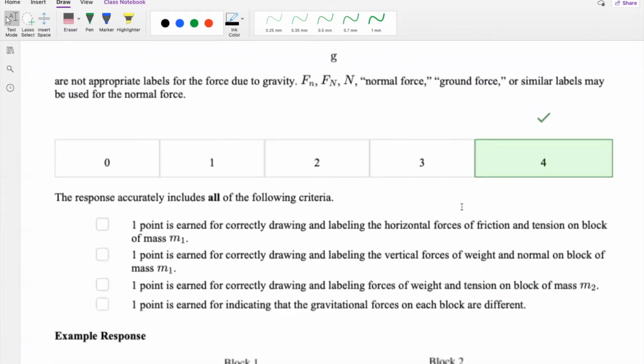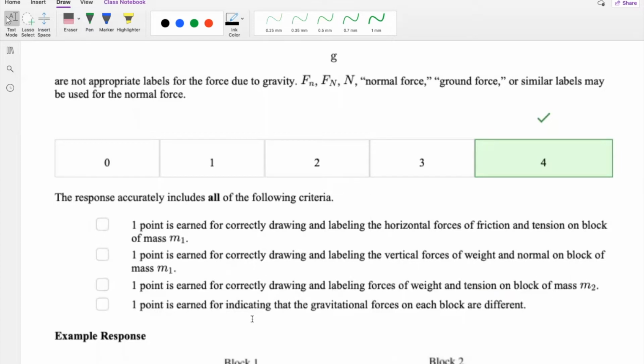So there were 4 points for this portion of the question. 1 point is earned for correctly drawing and labeling horizontal forces of friction and tension on block 1. Okay. 1 point is earned for correctly drawing and labeling vertical forces of weight and normal on block of mass M1. Okay. 1 point is earned for correctly drawing and labeling forces of weight and tension on block 2 of mass M2.